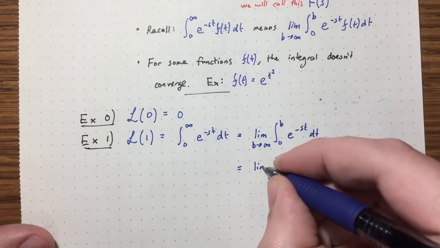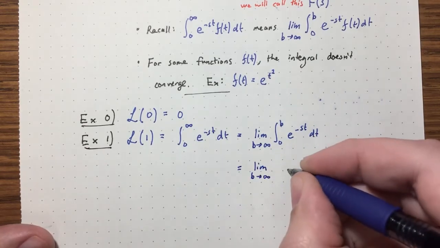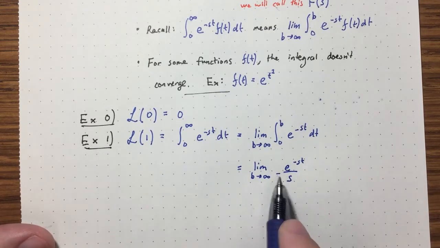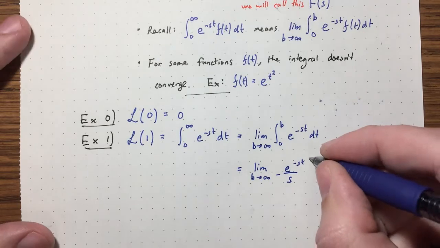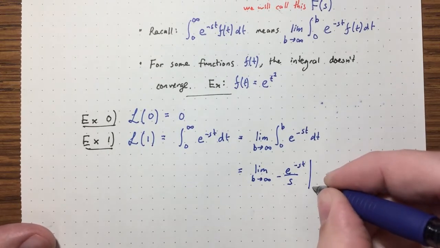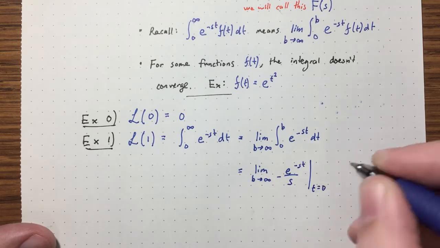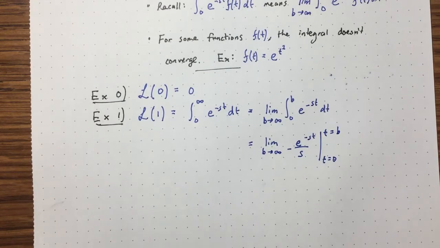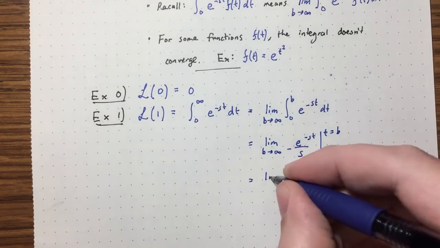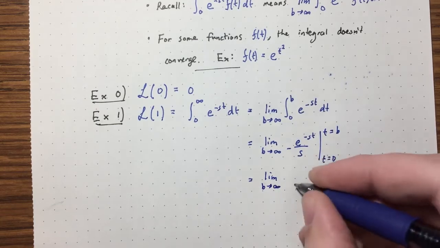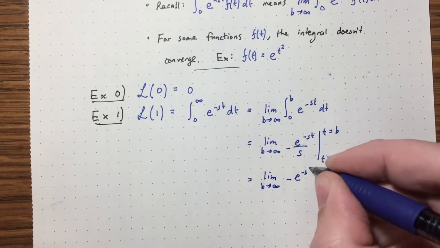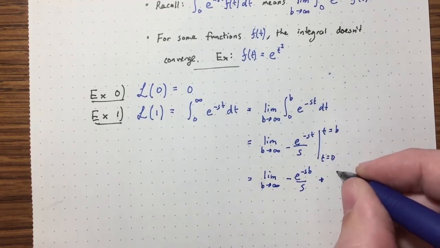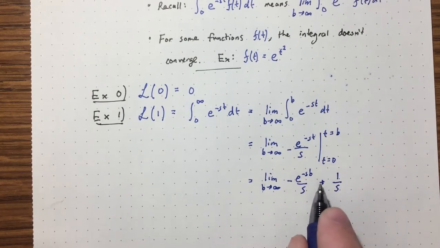So we have the limit as b goes to infinity of e to the negative st over s, right? And we have a negative sign that comes out. And we have to evaluate this integral at 0 and b. So I'll just make clear these are t values, right? It's easy to get confused and plug it in for the s instead. So these are t values. Okay, so that will look like this. We have minus e to the negative sb over s plus 1 over s, right? Plus because it's minus a negative.